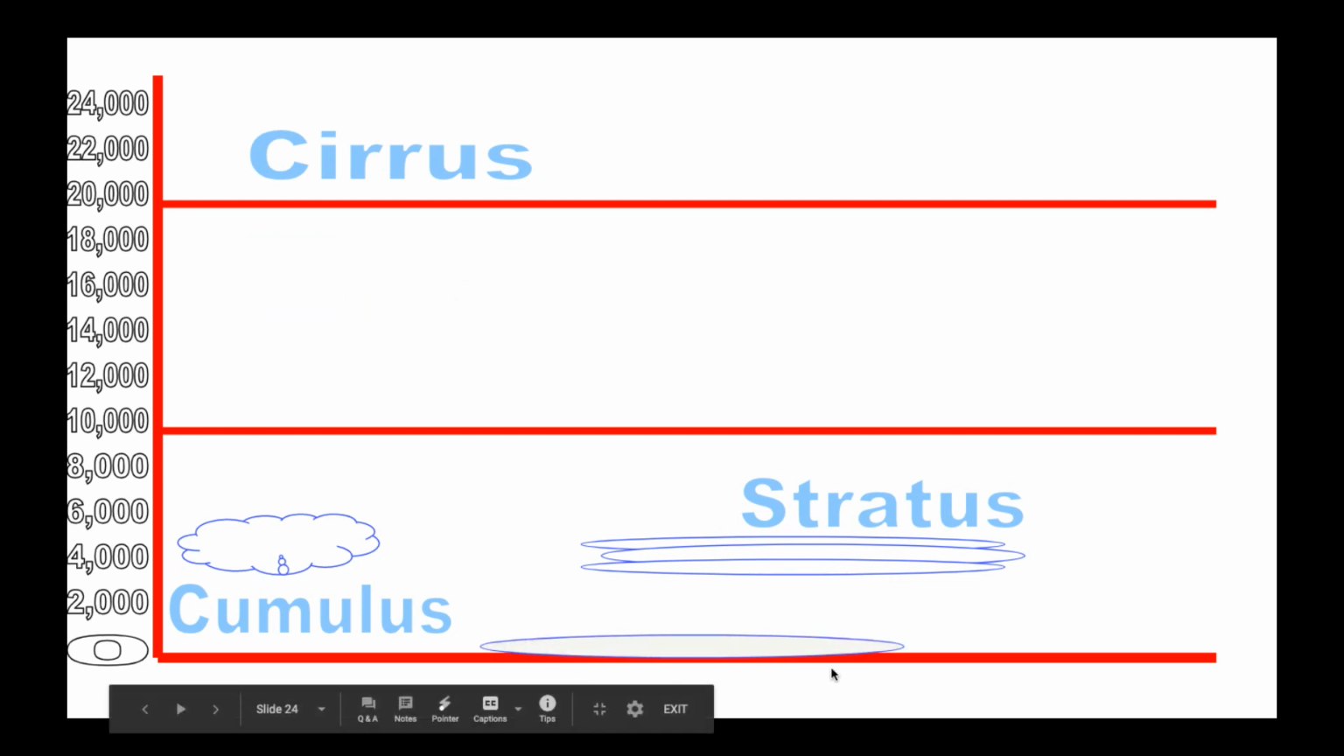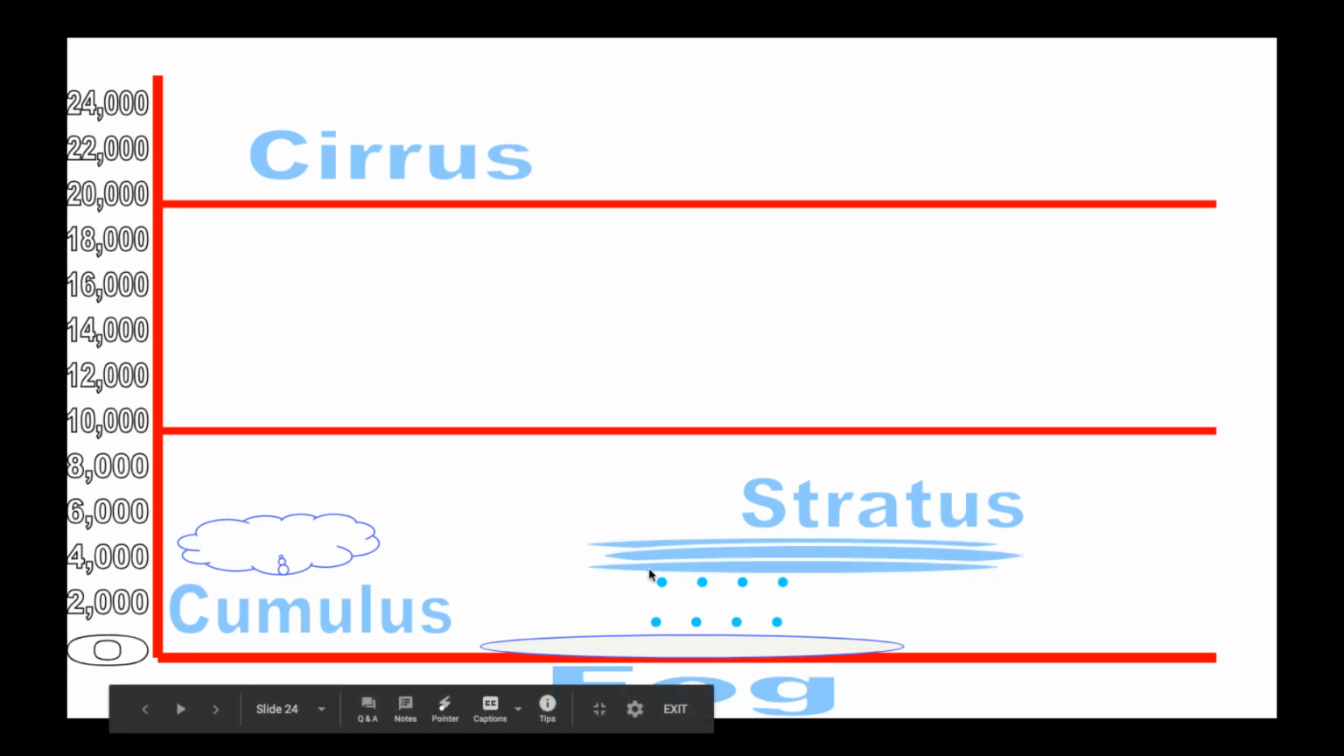So let's review. We have low-lying clouds that are fluffy. We call those cumulus. Then we have our sheet clouds that form in layers, and that's a stratus cloud. Really, really way up high, we have our cirrus clouds. We can even have a very special type of cloud that is on the surface of the earth. It's touching the surface of the earth. We call that fog.